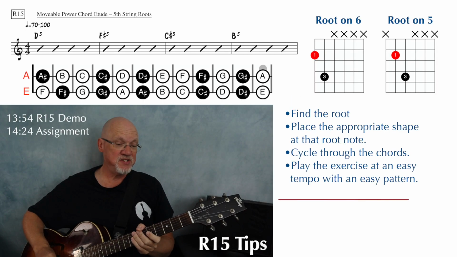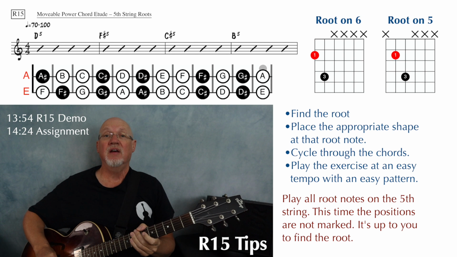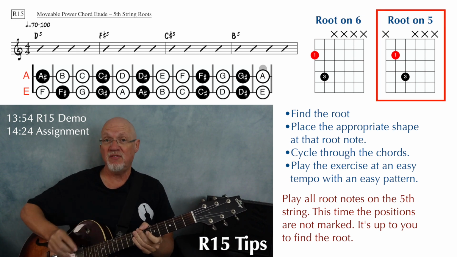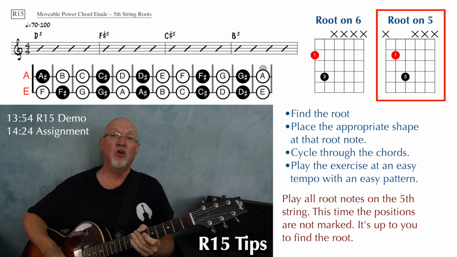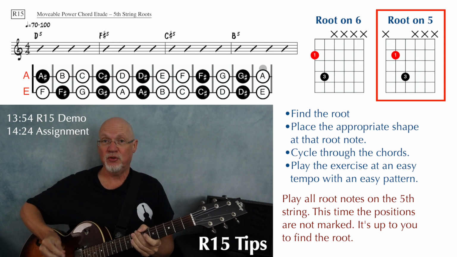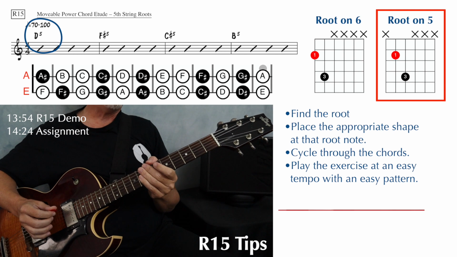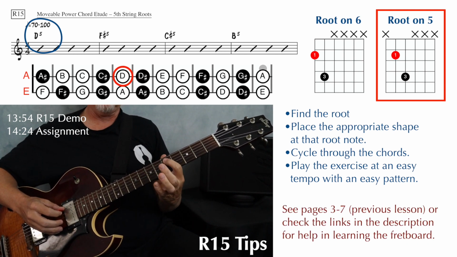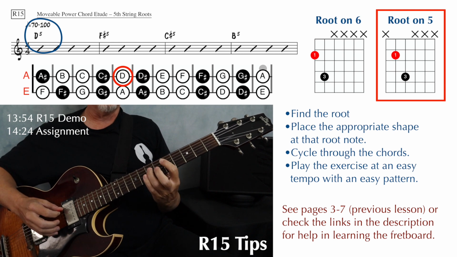At the bottom of page 10, we have number R15. This time we have a movable power chord exercise again on the 5th string, and just like the previous exercise, there are no Roman numerals, so you need to find your root notes by yourself. It begins with a D5, and these are all on the 5th string, so find your D on the 5th string. That'll be at the 5th fret, and apply your power chord.